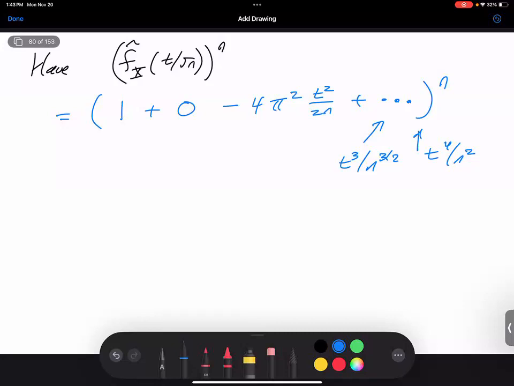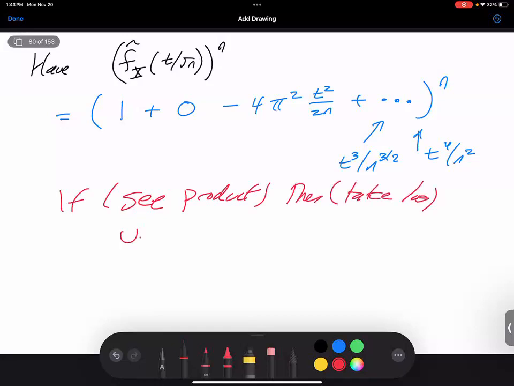Take the logs. I checked, I'm not allowed to give you socks, unfortunately. Whenever you see a product, take a log, unless with young kids. Definitely 4th grade. Okay, whenever you see a product, you should be thinking, take a logarithm.